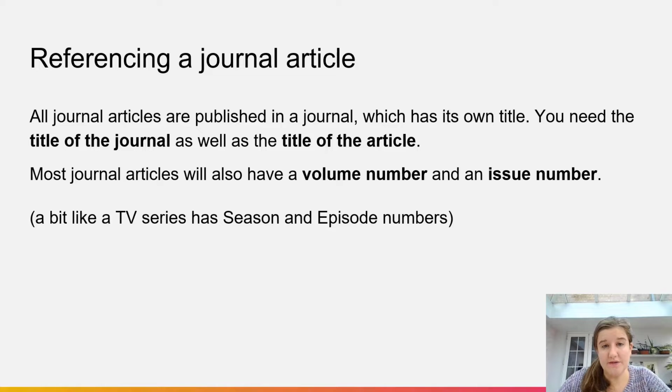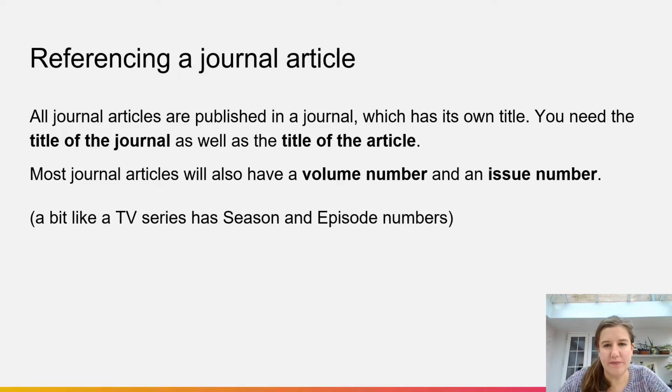So all journal articles are published in a journal which has its own title. So it might be International Journal of something. You always need to include the title of the journal in a reference as well as the title of the article that you're reading. Most journal articles will also have a volume number and an issue number. Now some might have only one or the other, and you can only include what you have. So if it only has an issue number, then that's what you need to include.